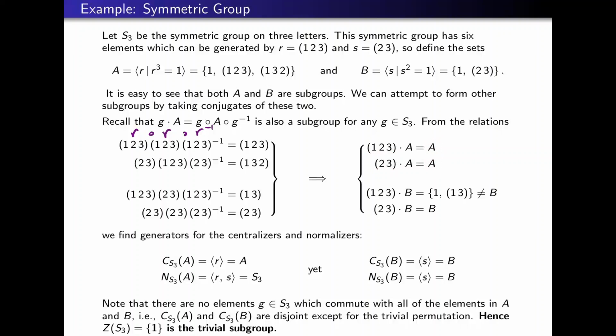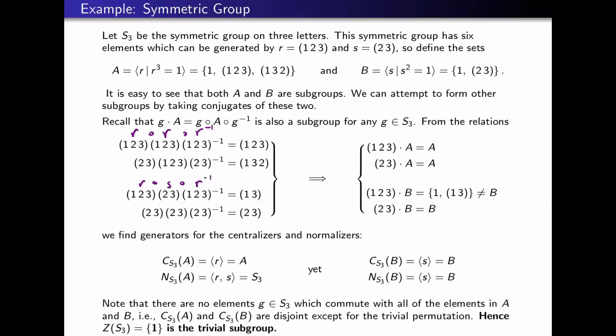Now let us consider B. With B, it's a bit different, because if we take r, and here's s, and here's our inverse, in this case we're going to get back (1 3). But (1 3) is not in this set. So in other words, (1 2 3) dot B is not equal to B. It is in fact going to be equal to the set consisting of 1 and the cycle (1 3). And now we have a new subgroup of the symmetric group on 3 letters.